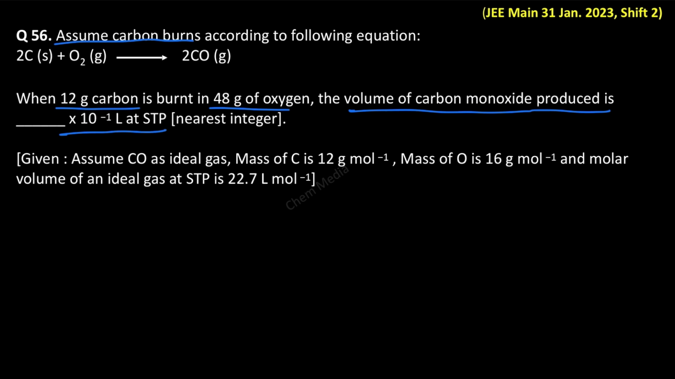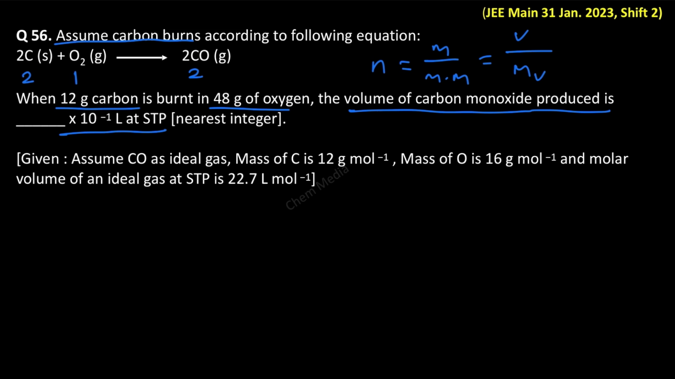We know that number of moles is equal to mass divided by molar mass, and that is equal to volume divided by molar volume. So, we have to figure out the limiting reagent here. We have 2 moles of carbon reacting with 1 mole of oxygen, and that is giving 2 moles of carbon monoxide. Therefore, the reaction is already self-balanced.